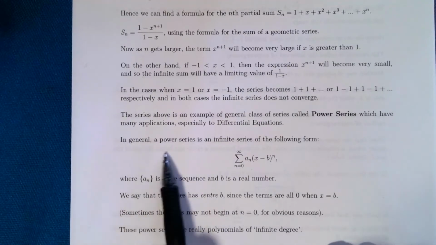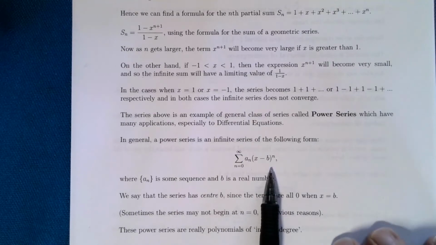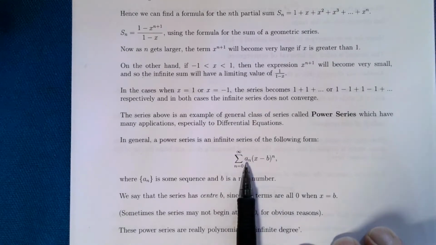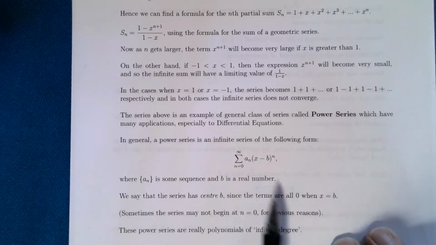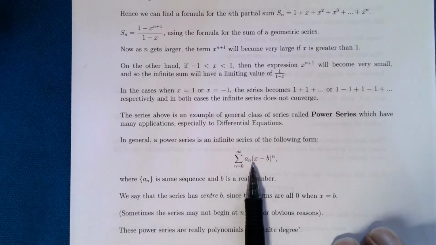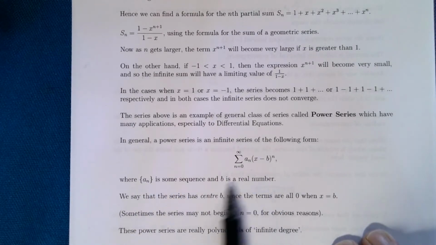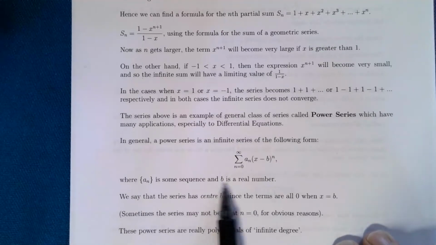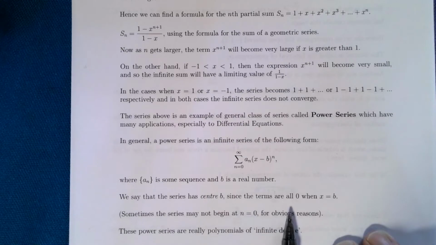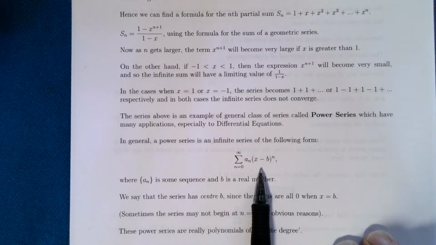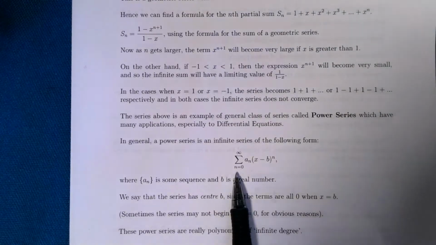So in general, a power series is an infinite series that has this form. In the example above, the a_n were all 1 and the b was 0. But in general, there are going to be some numbers where a_n is some sequence, times x minus b, where b is some real number, all to the power n, and we take the sum from n equals 0 to infinity. And of course the basic question is going to be, well, when does this actually converge? When does it make sense?